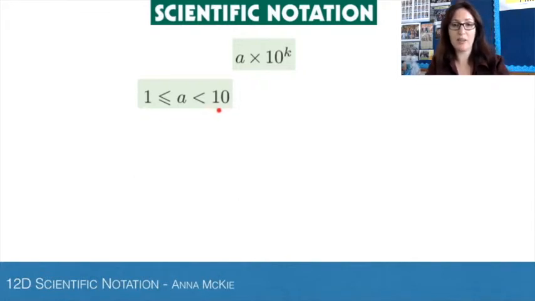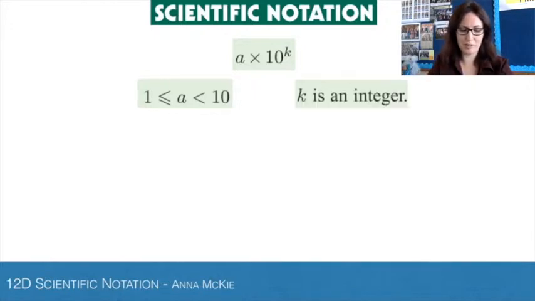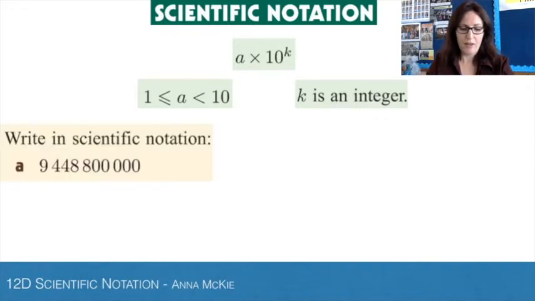Because technically if it was 10, you could rewrite that in a different scientific notation form by moving the decimal over. This will make sense as we do some examples. And k must be an integer, so a whole number for that. Okay, so if we're asked to write this in scientific notation, so some things to get your head around.